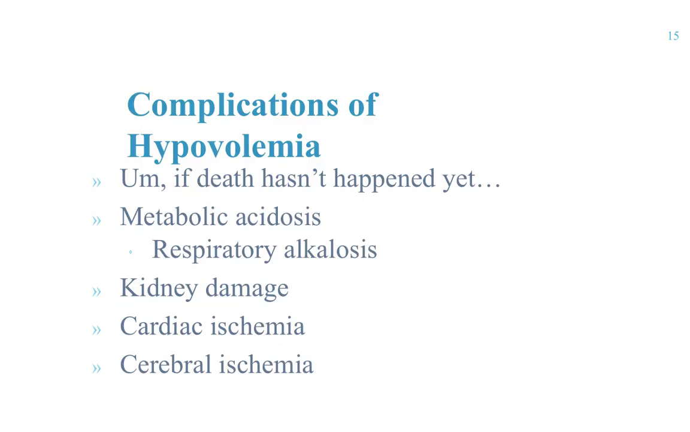So some complications that would happen if we do not treat this type of shock. Yes, death if it hasn't happened yet. If we're not controlling that bleed, then that's going to result in death, right? If there's no blood in the system, the body is not going to survive. We're going to have metabolic acidosis, but first we're going to have a respiratory alkalosis. Remember, it's the body's response for tachypnea, and during that compensation phase, we're blowing off all of our CO2, which is going to result in a respiratory alkalosis early. So this is going to be early.